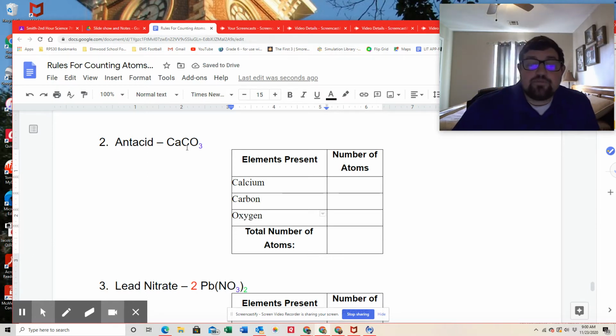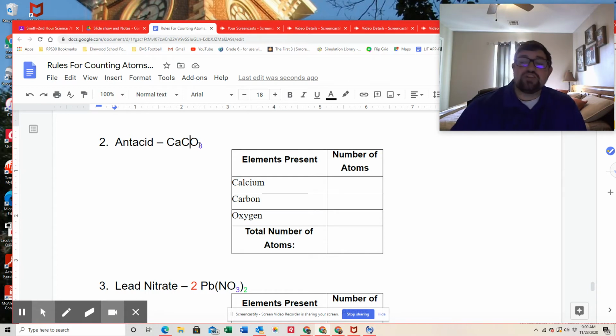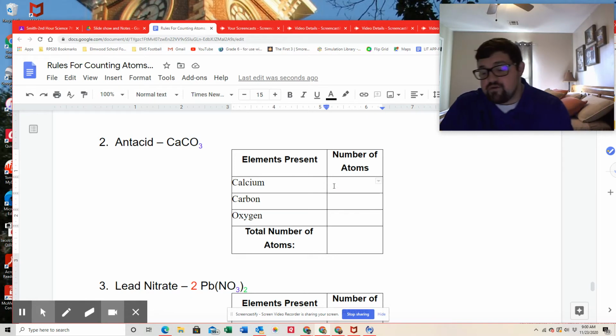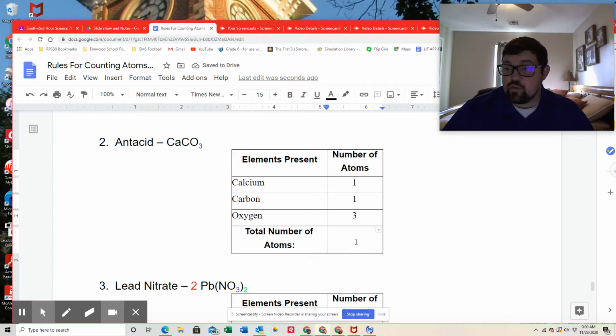Now we're going to look at the subscripts. There is not one for calcium. There is not one for carbon. Since there is not a number there, the only number available is 1. It's not 0, because if it was 0, then the element would not even be in the formula. So if there's not a subscript, we know that there's only one of those elements. So we have 1 calcium, 1 carbon, and our subscript tells us that we have 3 oxygen. Then we add those together: 1 plus 1 is 2, plus 3 is 5.